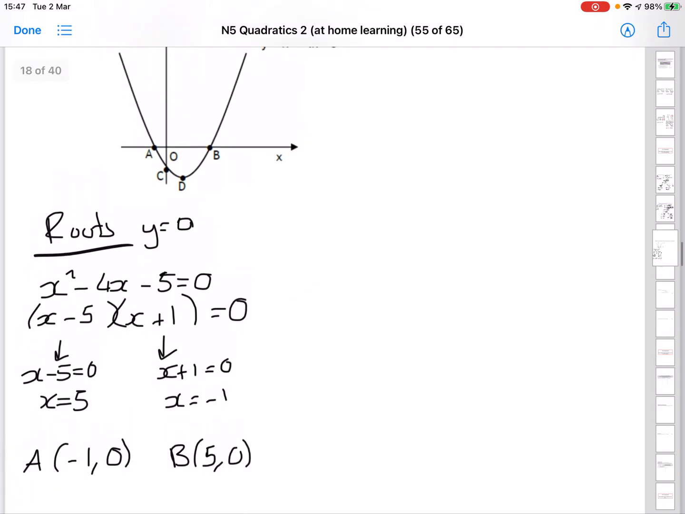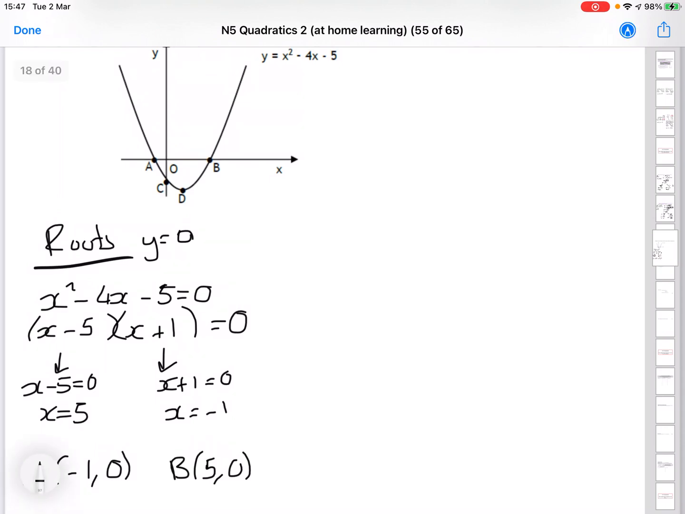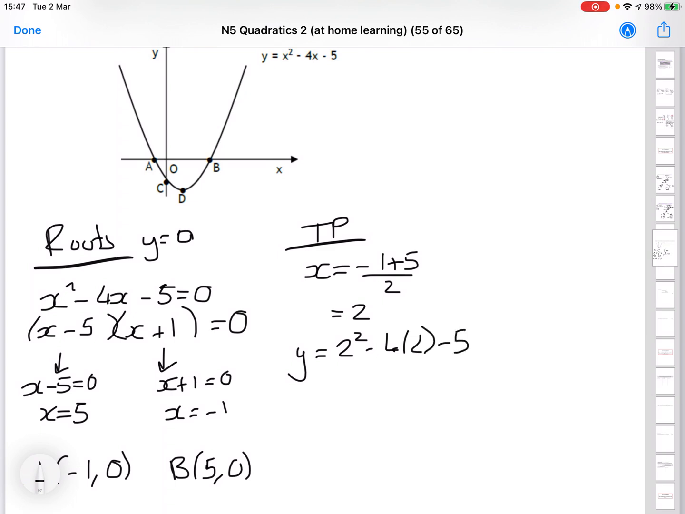The next point I'm going to do is point D, because that is your turning point, and that's usually the next piece of working that I get you to do. So your turning point is the x coordinate halfway between your roots, so minus 1 plus 5 and then halved. So minus 1 plus 5 is 4, divided by 2 is 2. And then your y coordinate will be 2 squared minus 4 times 2 minus 5. So plugging it into that original equation. So that gives us 4 minus 8 minus 5. 4 minus 8 is minus 4, minus another 5 is minus 9. So that point D is 2, minus 9.